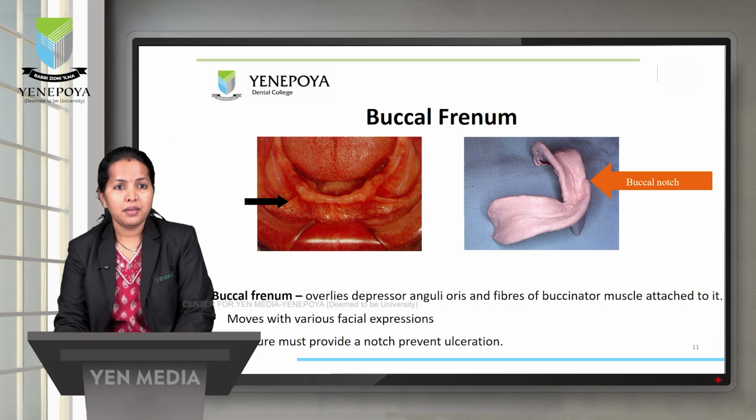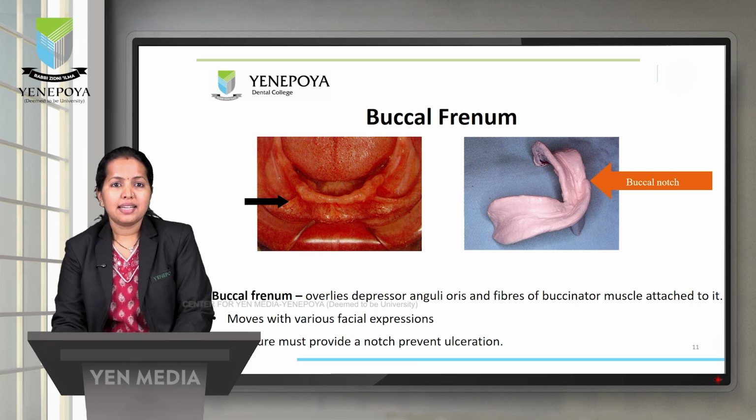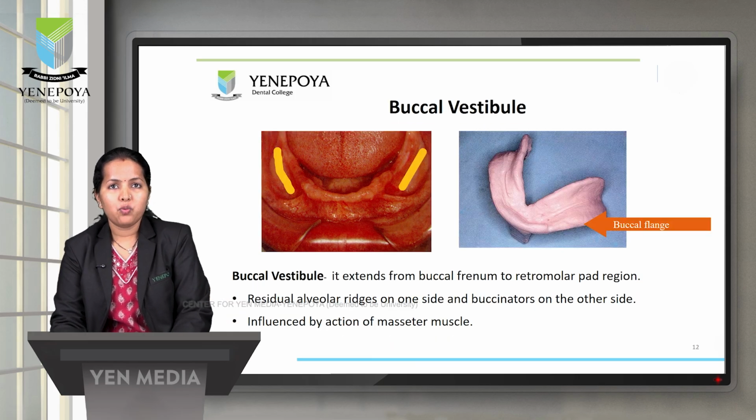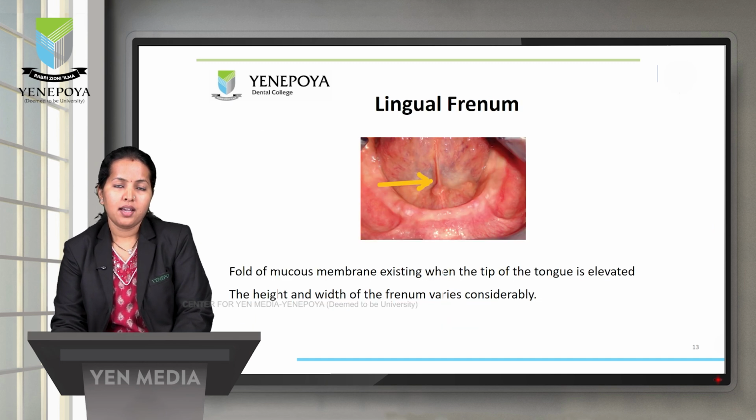Next is the buccal frenum. It overlies the depressor anguli oris and the fibers of the buccinator muscle which are attached to it. It moves with various facial expressions. The denture must be provided a notch in order to get stability. Buccal vestibule. The buccal vestibule extends from the buccal frenum to the retromolar pad region. The residual alveolar ridge is on one side and the buccinator on the other side, influenced by the action of the masseter muscle.